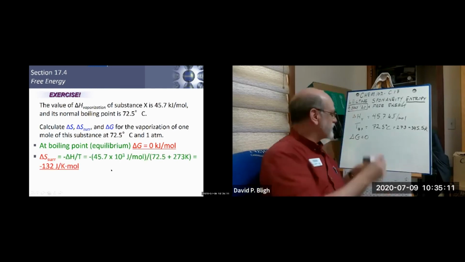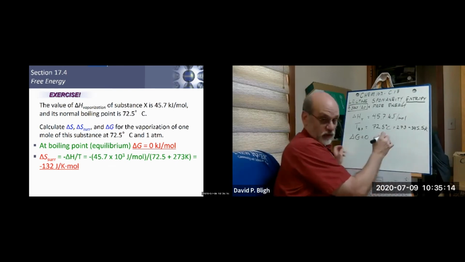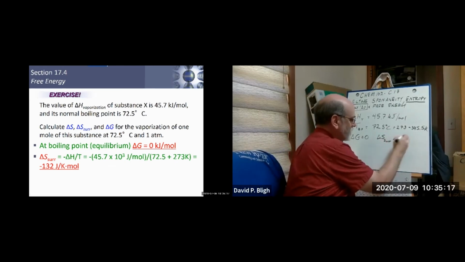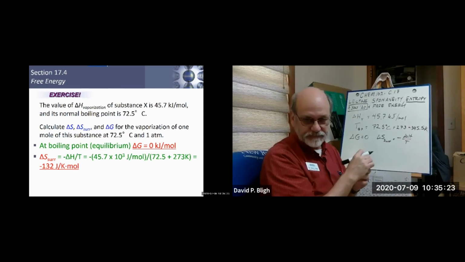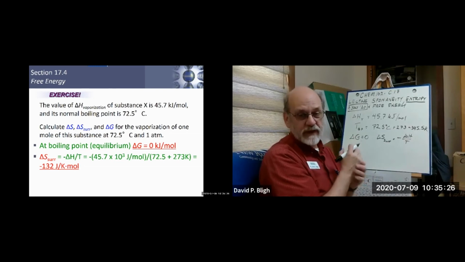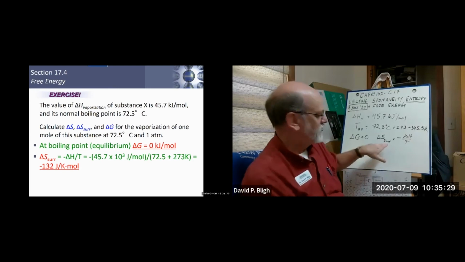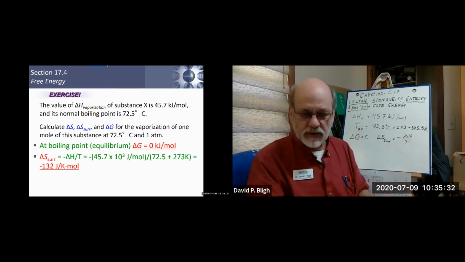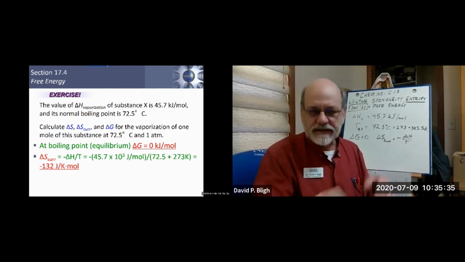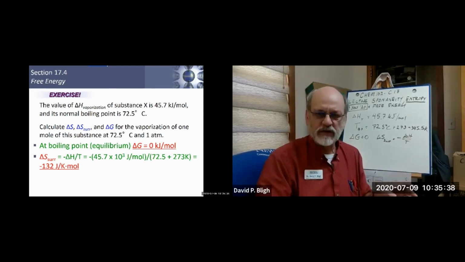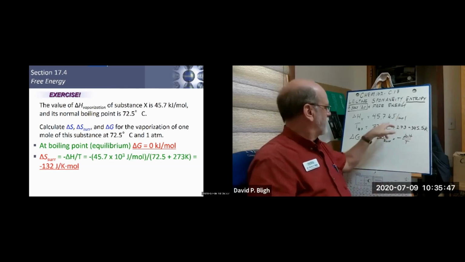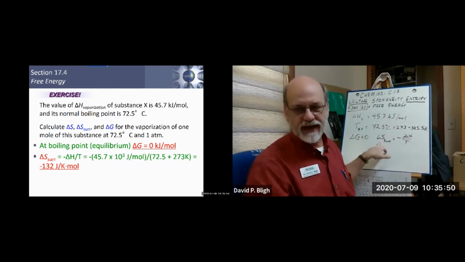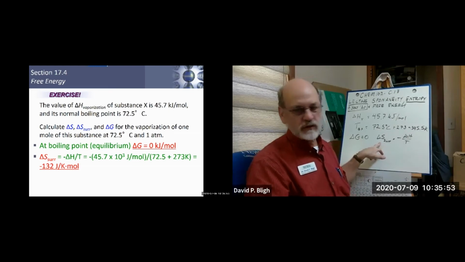Delta S of the surroundings equals negative delta H over T. Delta S, this is just a side note, which is important: delta S's are reported in the literature in terms of joules per mole per K. So whenever you have kilojoules, if you're going to calculate delta S, you might as well change it to joules.